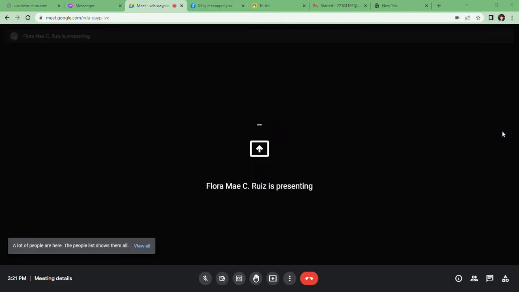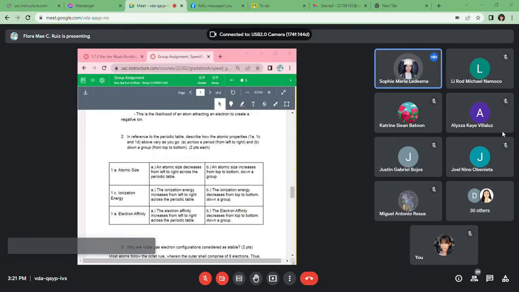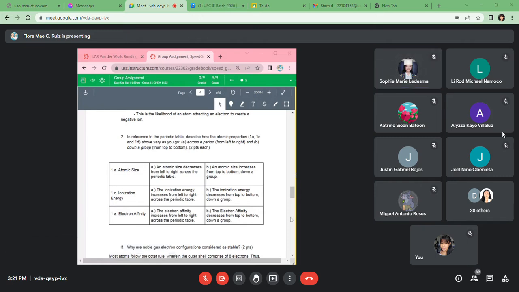Electron affinity increases from left to right across the periodic table and decreases from top to bottom down a group. Okay, thank you so much, Sophie. So everything is actually correct.